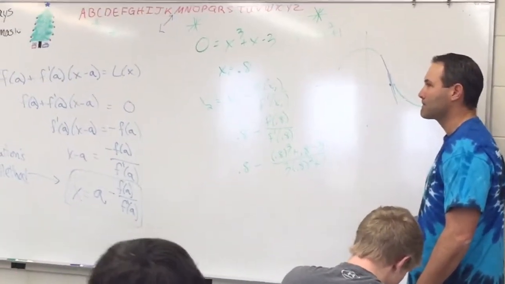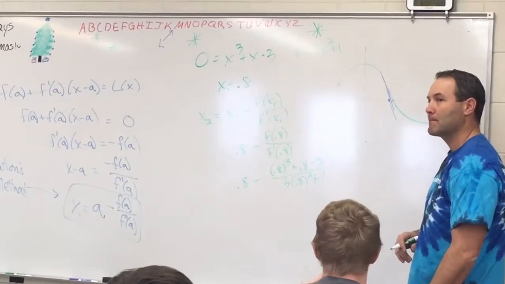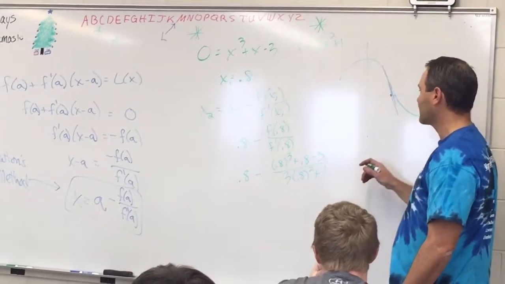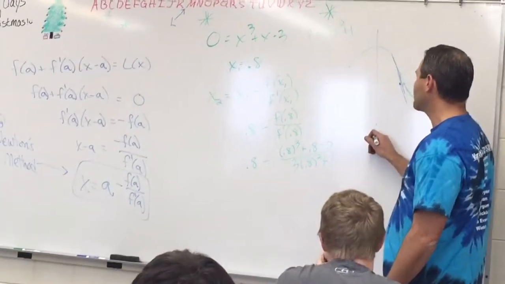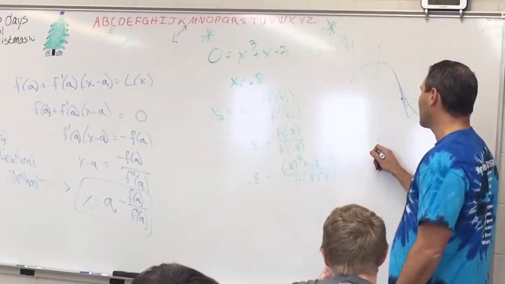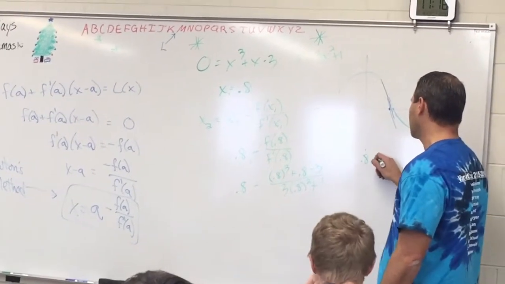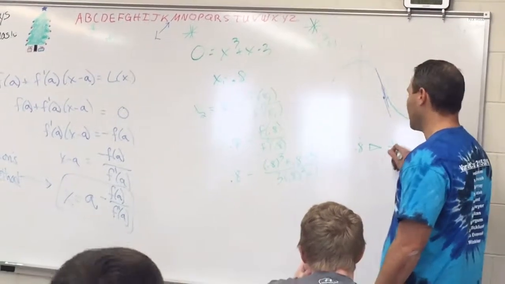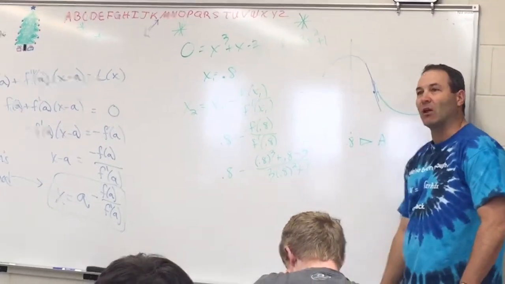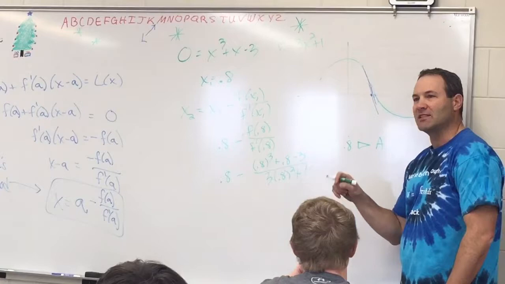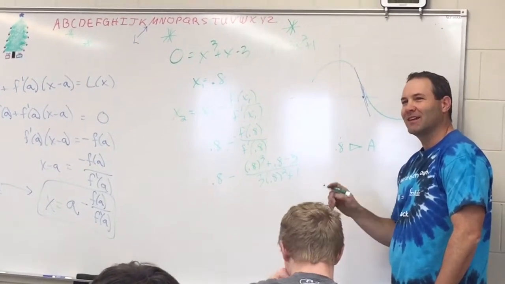Oh, it's negative 0.57. Wait, I need to program. Actually, that's not right. All right, let's try something else. Store the right side, 0.8. Yeah, it's 0.5 in alpha A. Store 0.8 to alpha A. So type in 0.8, store, alpha A.